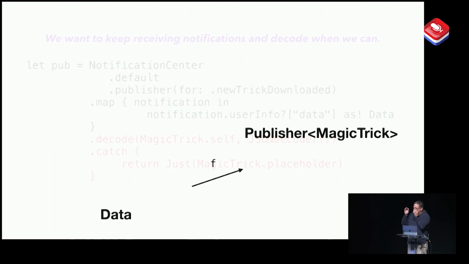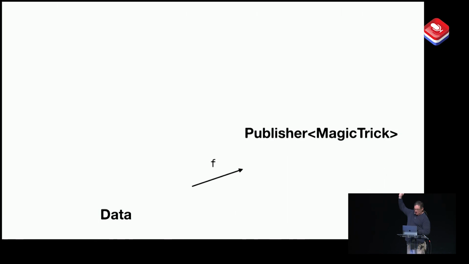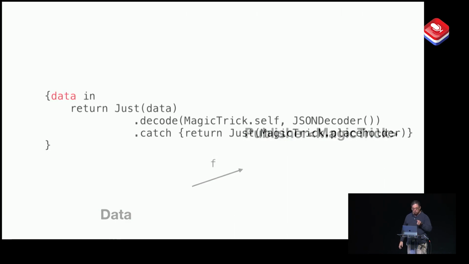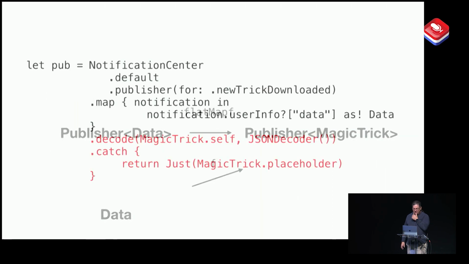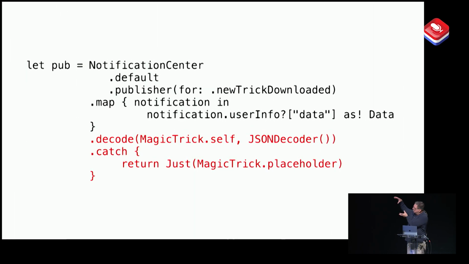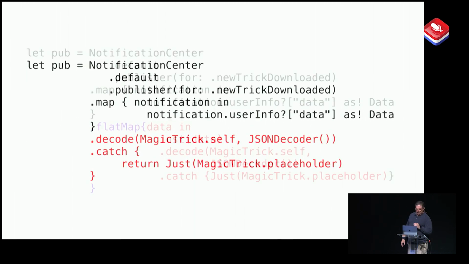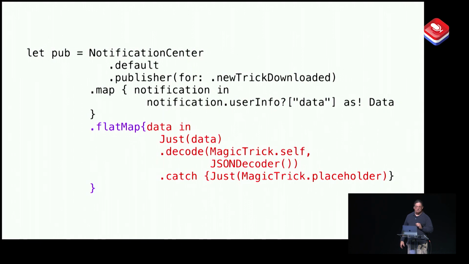And so I need this function that says, you give me data and I'll give you a publisher. And this function looks like this. It says, you give me data and I'm going to try to decode it. And if I can decode it, I'll publish that on. And if I can't, then I'll just send you a default one. So I need to embed that in a flat map. So we take this decode and catch and we put it inside a flat map, and it magically works.